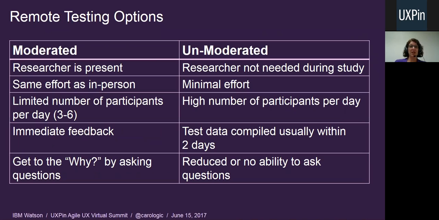And here's another way to look at the comparisons between moderated and unmoderated, whether the researcher is present or not, how much effort it is. There is more effort with moderated studies. The number of participants per day. So you are limited, if nothing else, by your ability to speak to about 3 to 6 participants per day, whereas with unmoderated, you can do higher numbers of participants per day. And the feedback. The moderated is immediate, but it's over time, whereas unmoderated, usually it takes a couple days to compile it. It's not something where you can see the results necessarily immediately.